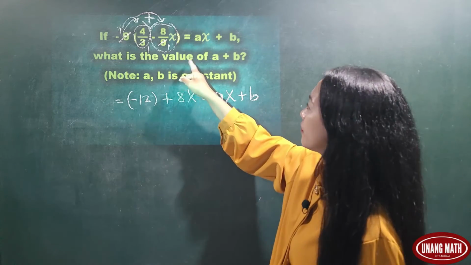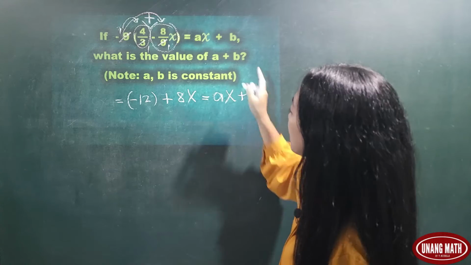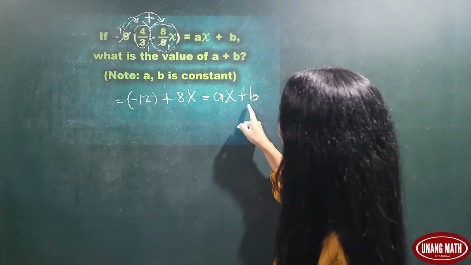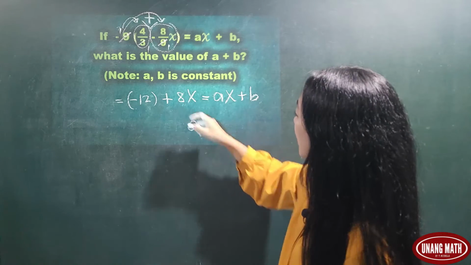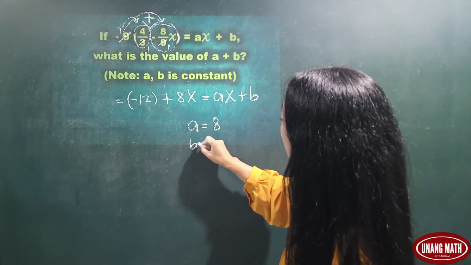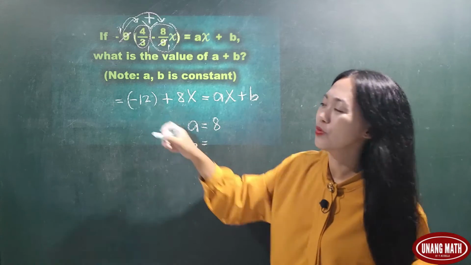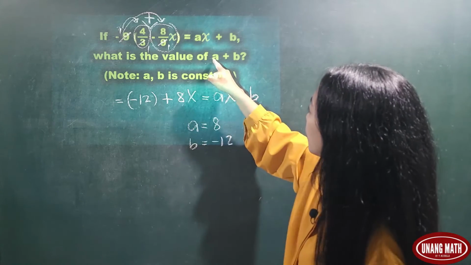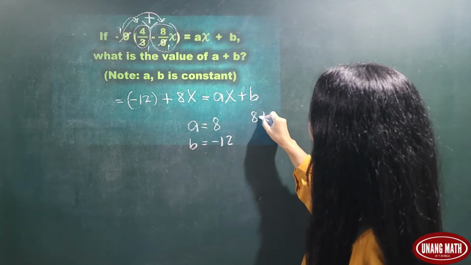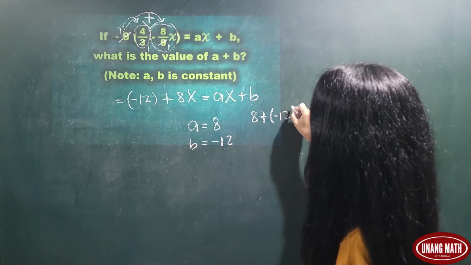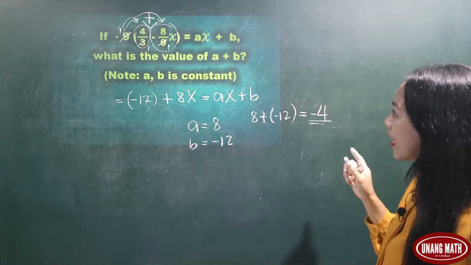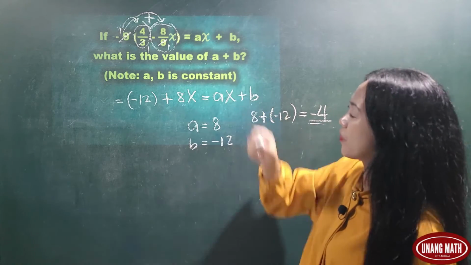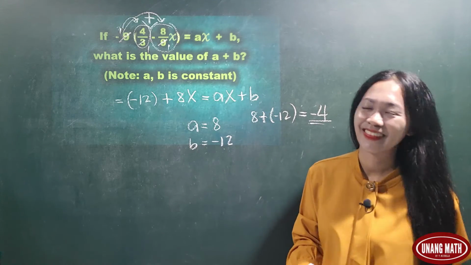So we are looking for the value of a plus b. If we look at this, it means a is equal to 8 and b is equal to negative 12. So a plus b is 8 plus negative 12. The answer is negative 4. So negative 4 is the value of a plus b.